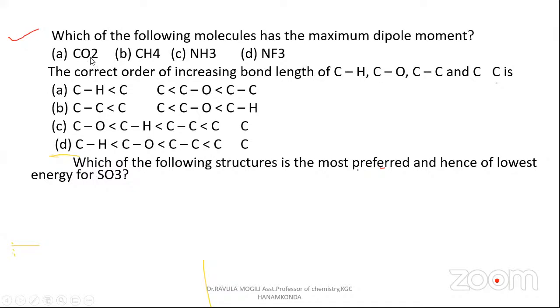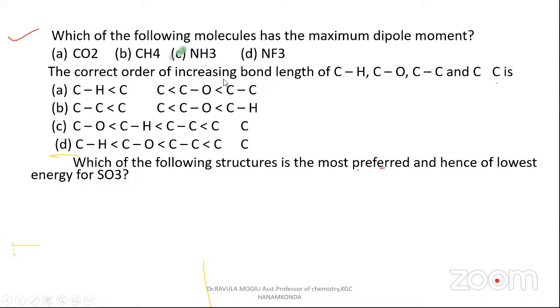CO2 is 0, CH4 is 0. Here NH3 and NF3. NH3 has more dipole moment than NF3, remember that always.